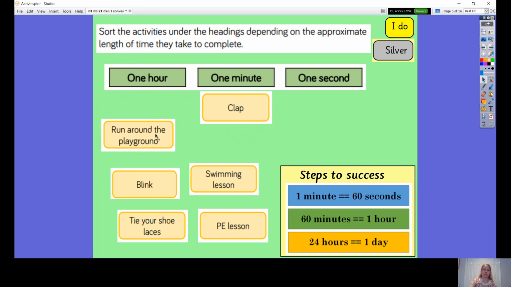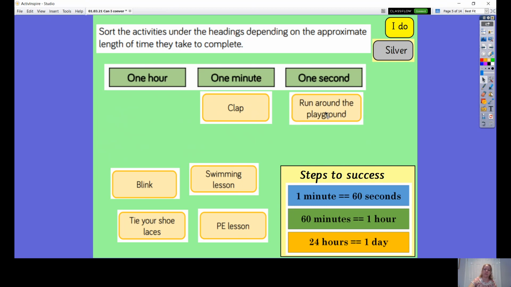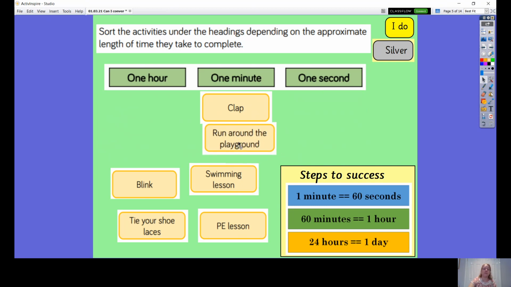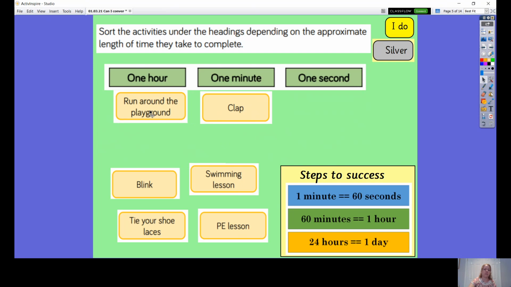Running round the playground. So I guess that's just once running around the playground. Now, it's not going to take a second, is it? No one's that quick. Even Usain Bolt couldn't get around that quickly. If you put it in 1 minute, that's okay. And if you put it in 1 hour, I mean, that's going to be a big playground, isn't it?